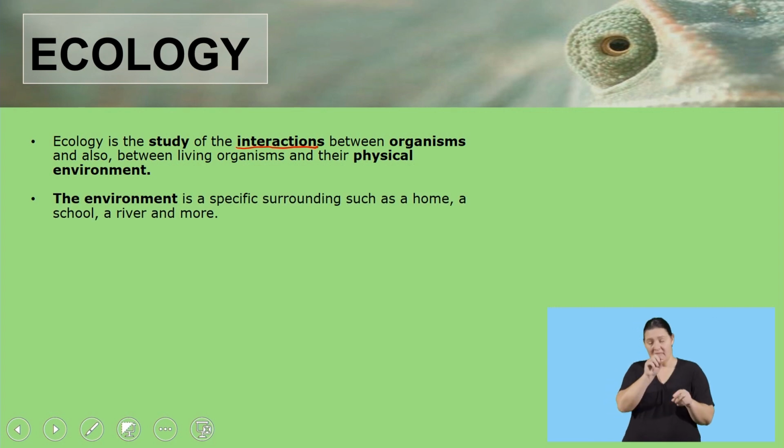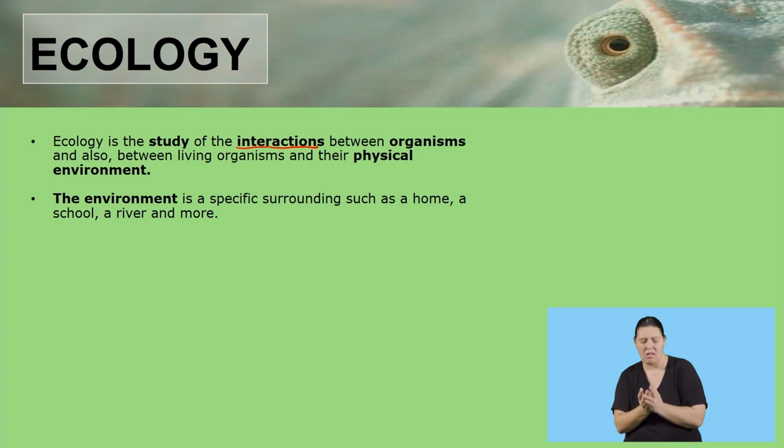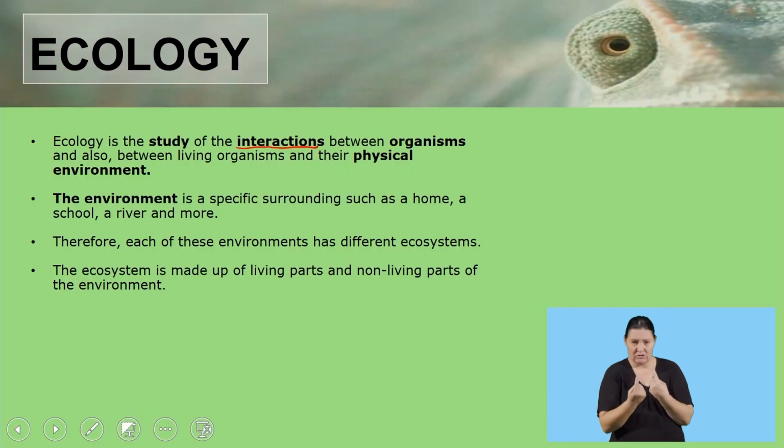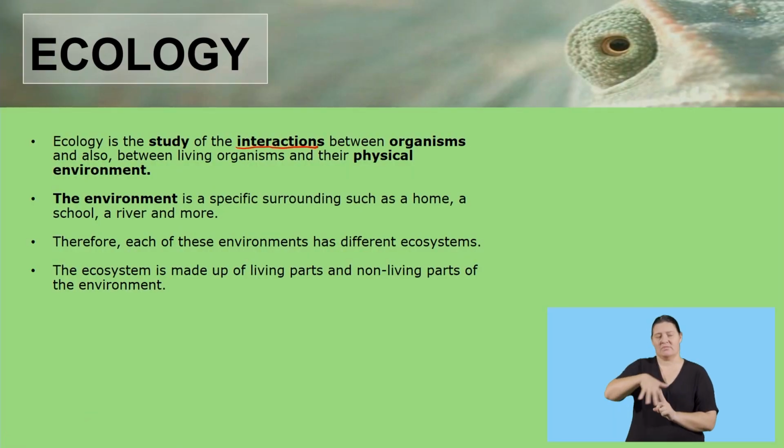The environment then is a specific surrounding such as a home, a school, a river, and more, where there are living organisms that interact with one another. So wherever there are organisms that are alive and they are interacting with one another, then we call that an environment. So now, each of these environments has different ecosystems.